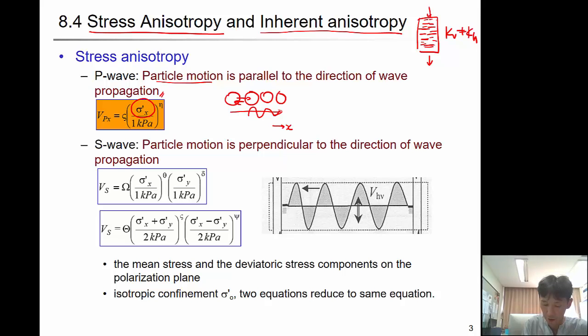But in the case of the shear wave, it's a little bit more complicated because the particle motion can be in one plane, but the wave propagates perpendicular to that, right? So there are two planes involved, the x plane and the y plane. So sigma x and sigma y are involved in this equation. Let me write it down. Sigma x prime is the stress parallel to the wave propagation direction, and sigma y prime is the stress parallel to the particle motion direction.